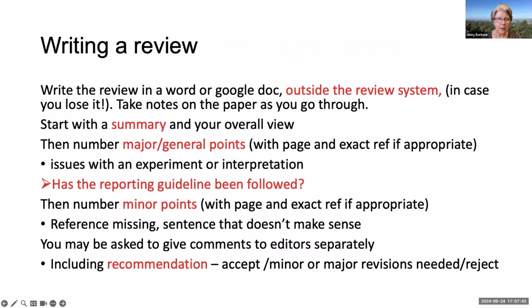I really like what we put in our guidelines for authors and reviewers at the MJA. We ask for a summary of the paper. We suggest they do that. Put your major points in. If appropriate, has the reporting guideline been followed? We ask that of our methodological reviewers specifically. Then number any minor points. You may be asked to give separate recommendations to the editors, in which case I much prefer that you don't make a different set of suggestions compared to what the authors see. And you may be asked to make a recommendation about publication.